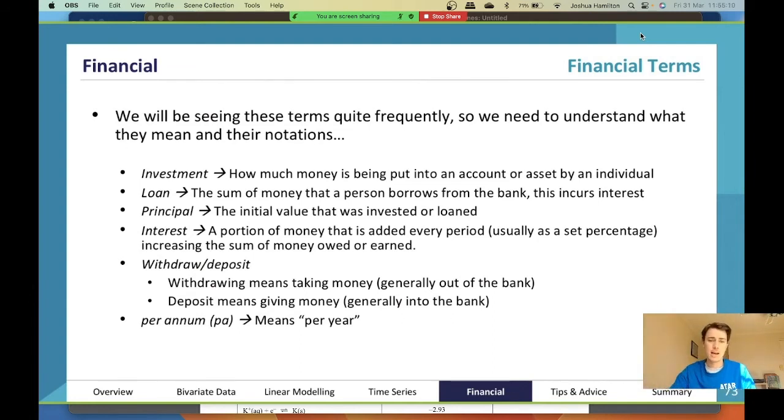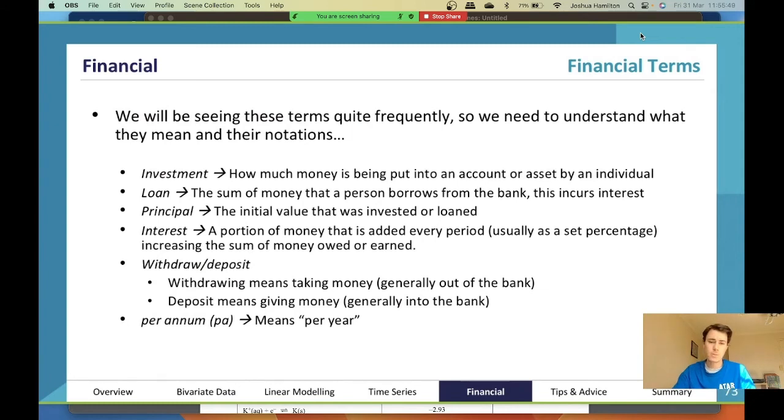The interest is a portion of money that is added every period, usually as a set percentage, increasing the sum of money owed or earned. So interest is essentially just money added on top. So if you give the bank money, they're going to give you interest because they're borrowing your money. If you take money from the bank, so they're giving you a loan, you are going to pay interest on top of that when you pay it back because they are giving you money. So their way of making that profitable is you need to pay them a little bit more back. That's essentially how a mortgage works.